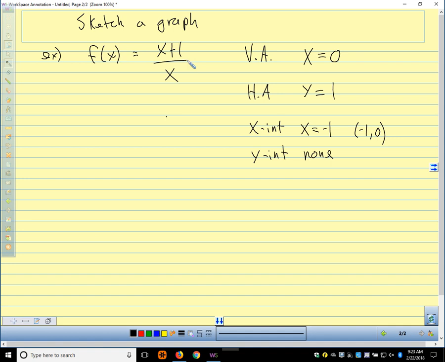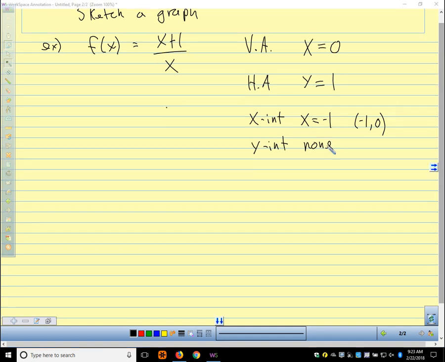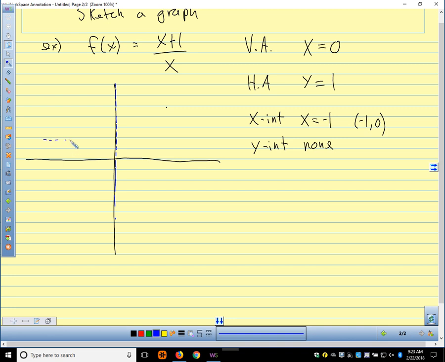All right, so this gives us enough to start our sketch. Then we'll plot some additional points based on our sketch. So we have a vertical asymptote at x equals 0, so that's the y-axis. We have a horizontal asymptote at y equals 1. And we have an x-intercept at -1, 0. So we know the graph is somewhere over here. What we have to do is find out over here, is the graph down here, or here, what does it do?